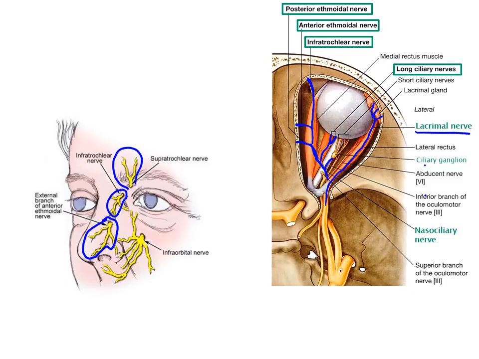From a relationship perspective, I'll also use this image to point out where the abducens nerve is running to innervate the lateral rectus muscle. We just said that the lateral rectus muscle contains the lacrimal nerve on its top border. However, the abducens nerve is seen here running along the medial aspect of the muscle to innervate the muscle itself.